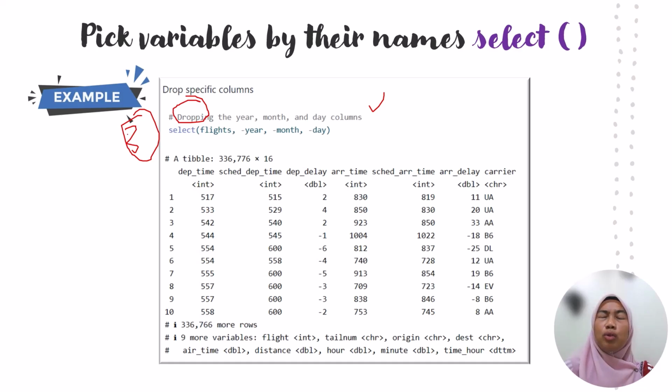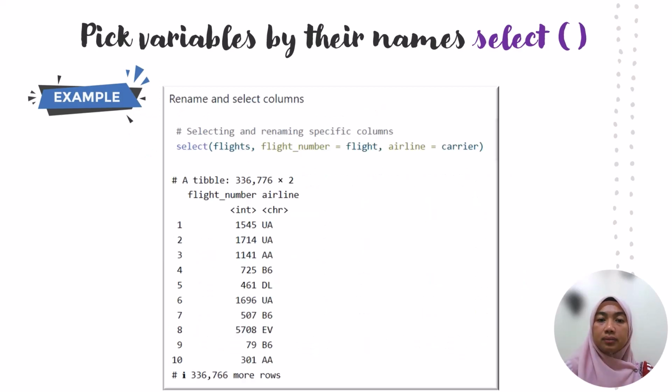Do you remember the key features from before? You can use the minus sign here: minus year, minus month, minus day, because we want to drop the year, month and day columns. So here is our result.